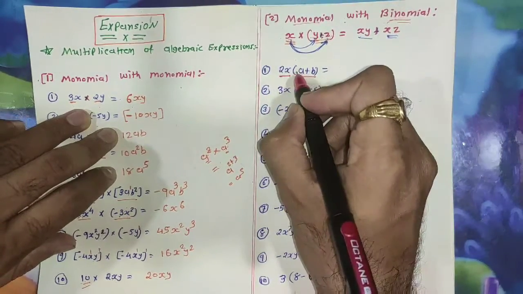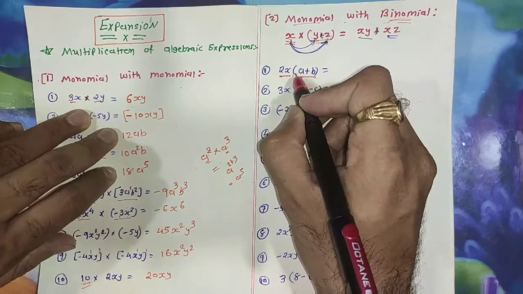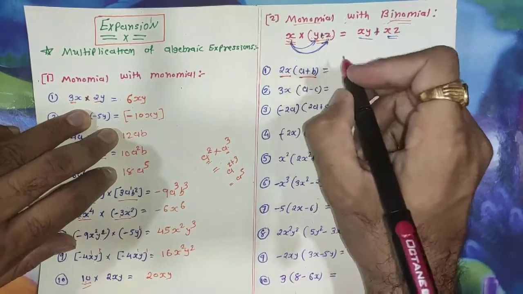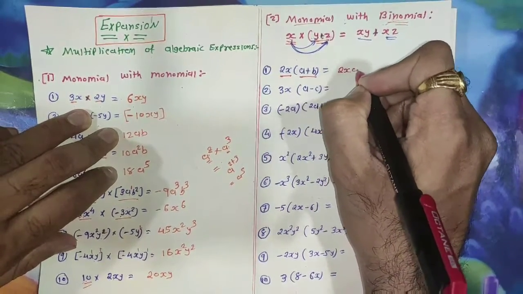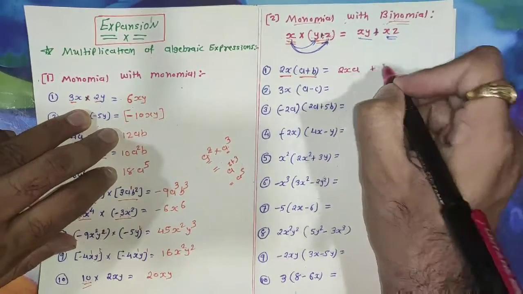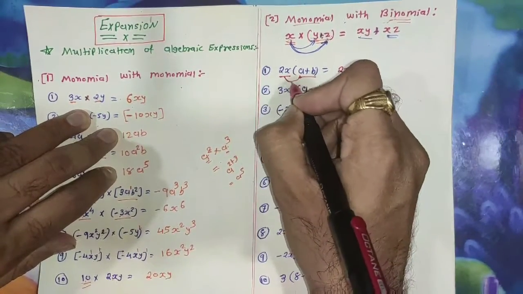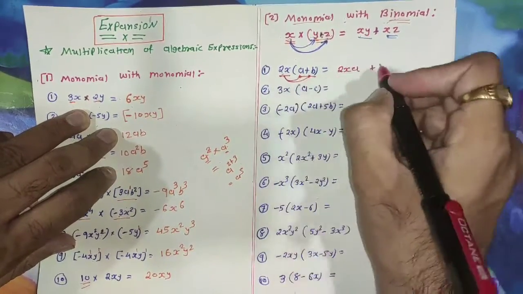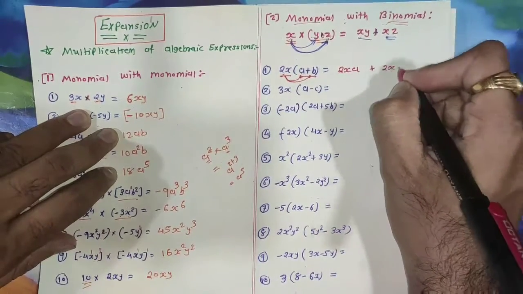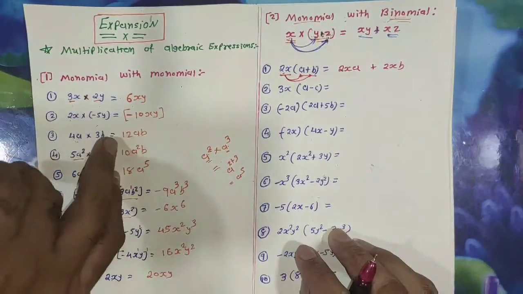So you have to multiply 2x with the first term. So it's 2x into a, which is 2xa. Then the sign plus. Here we multiplied; now we have to multiply here. So 2x into b, which is 2xb. Clear?